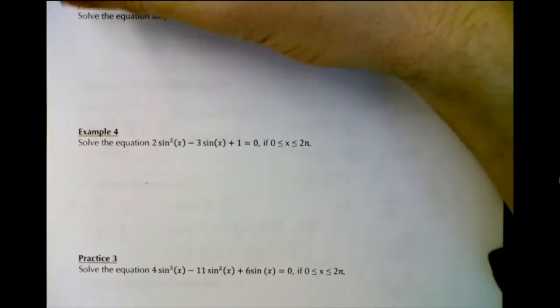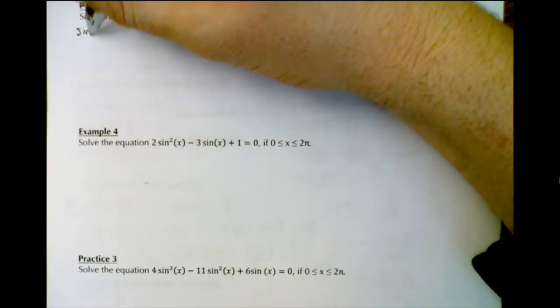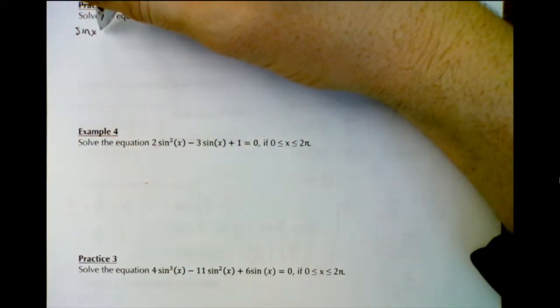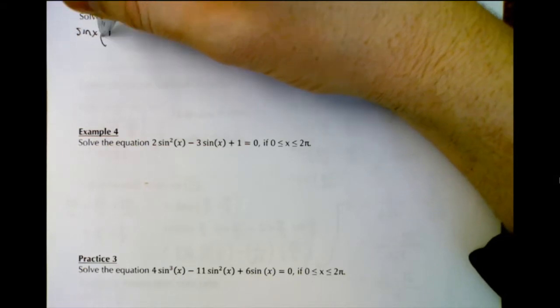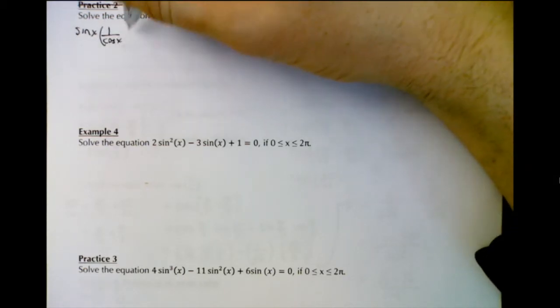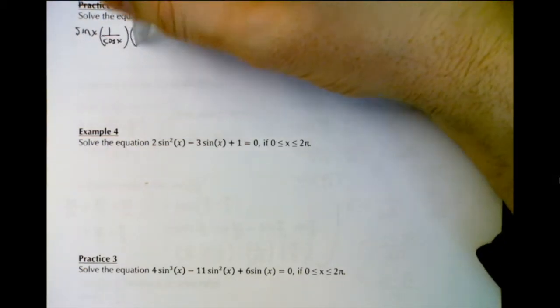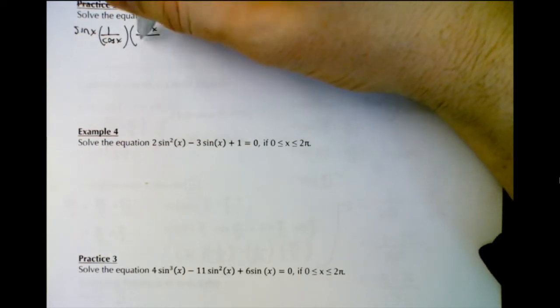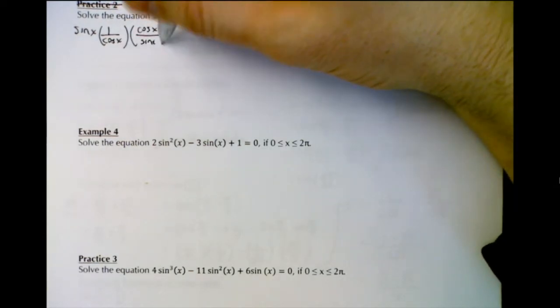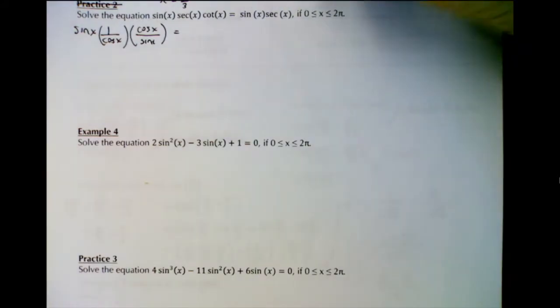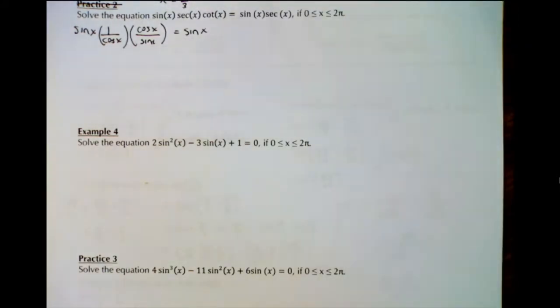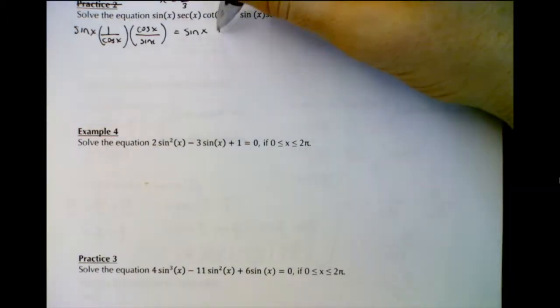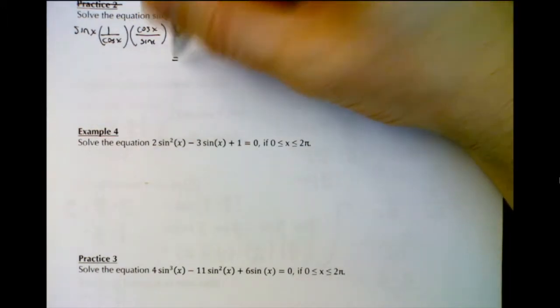So sine is already in terms of sine or cos, so I'm going to write sine x. Secant, that's just 1 over cos. And cotan is just cos over sine. On our right side, sine is sine. And secant is just 1 over cos. So now we're going to simplify and see what we've really got here.